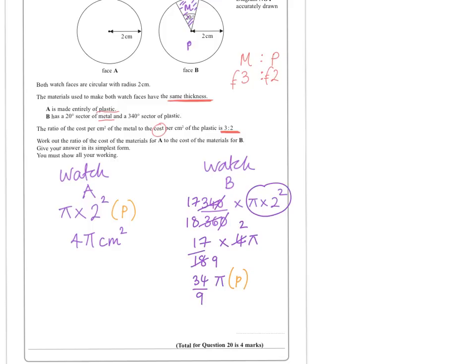Now if I want to look at the metal part of face B, then I'm going to have 20 out of 360 degrees. That's what the fraction of the whole surface area is going to be. So it's the same procedure again. Divide by 10, divide by 10, halve the top, halve the bottom. So I'm going to get 4 pi on top, 18 underneath, halve the top and halve the bottom, and I'm going to get 2 pi over 9, and this is going to be the metal part.